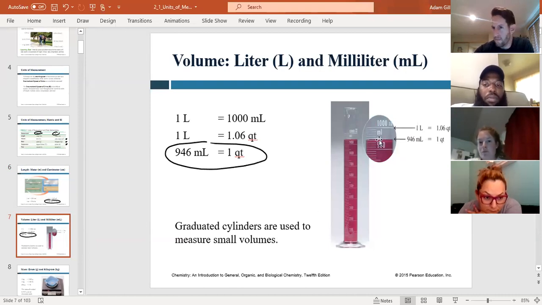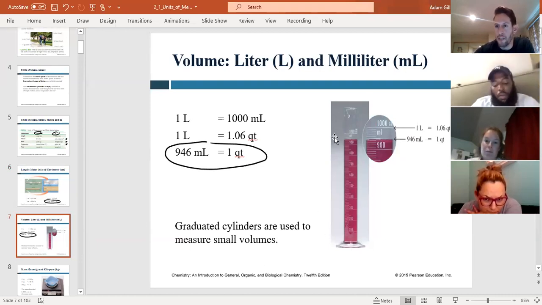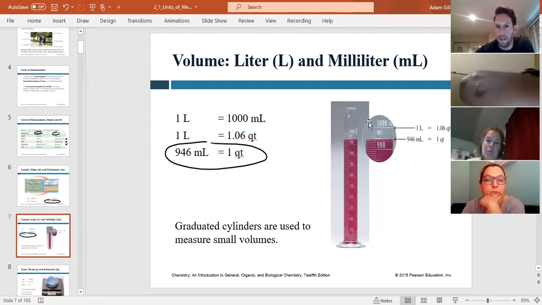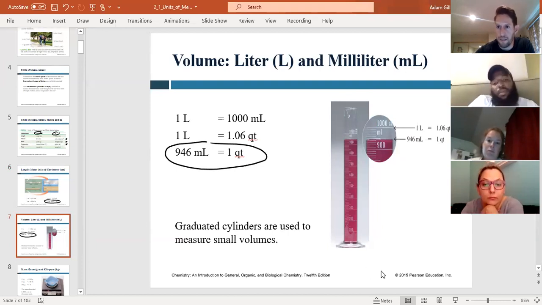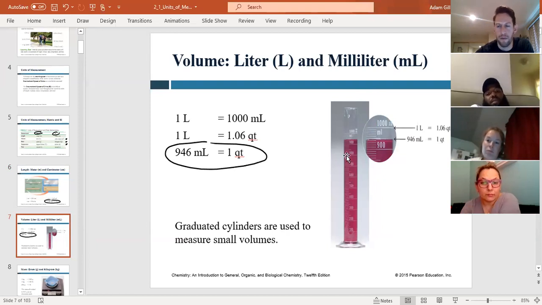And one of the laboratory pieces of equipment that you use to measure volume is known as a graduated cylinder. It's basically just a tube that has a bunch of marks, right? And so you pour your liquid in there and it tells you exactly how many milliliters of liquid are in the tube.